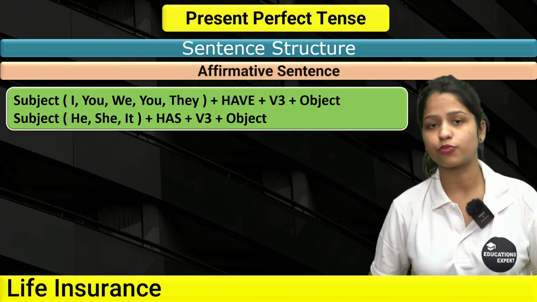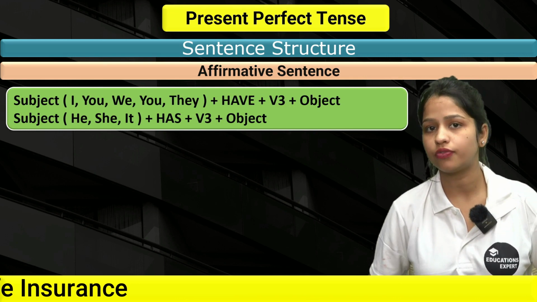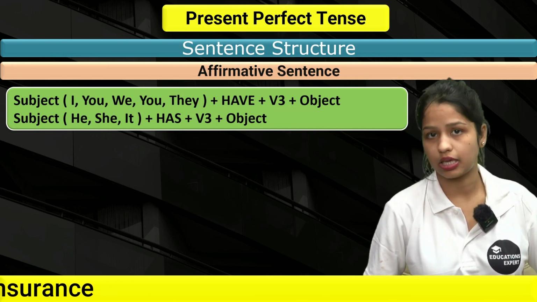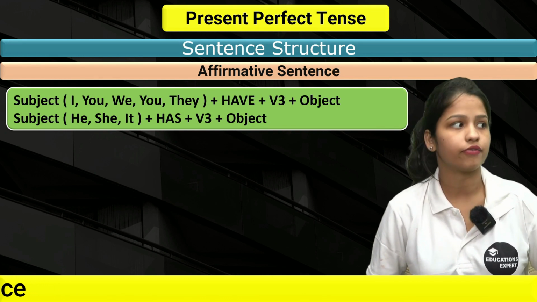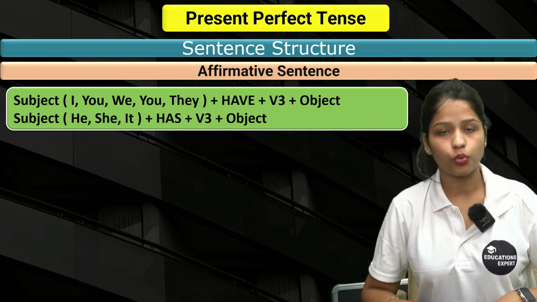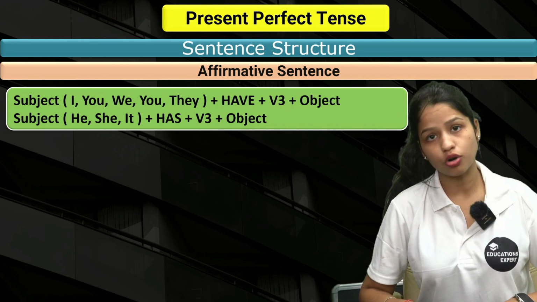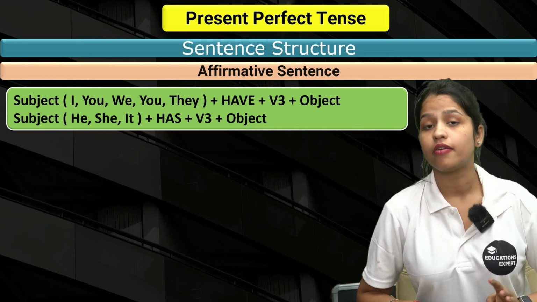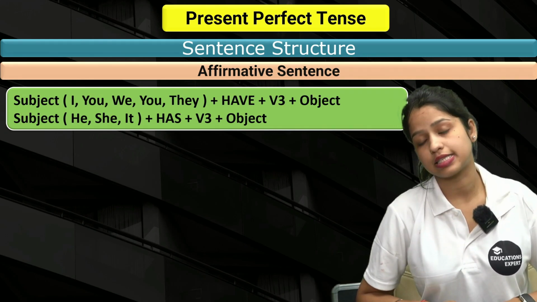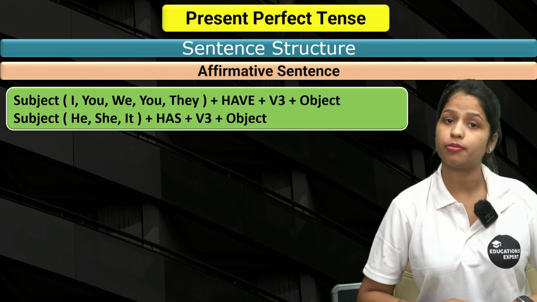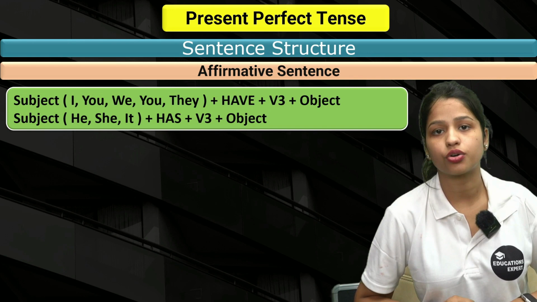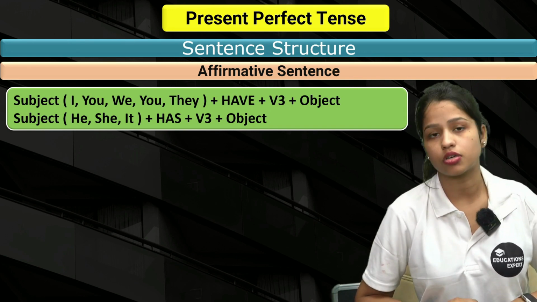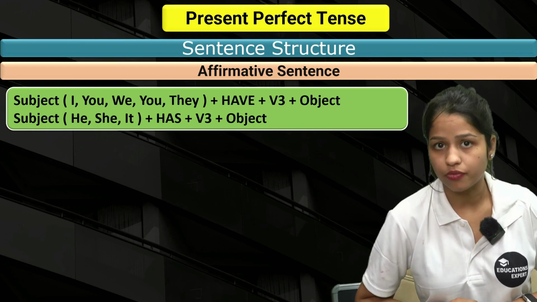Subject. If your subject is in the plural form, that means I, you, we, they, that time you have to use have. Clear? Have. Subject, have. Obviously I've told you, I'm not going to repeat this again and again, that whenever we're talking about perfect tenses, you have to use the third form of the main verb. Clear? Rest of the things will definitely change according to the time period, according to the structures, according to the type of tense, right?